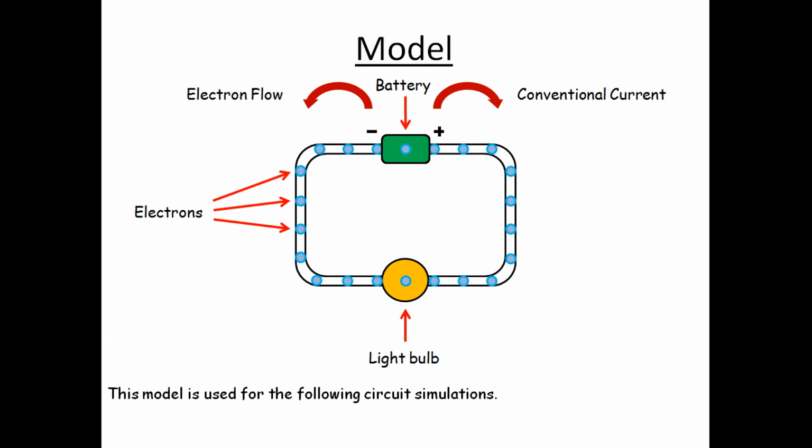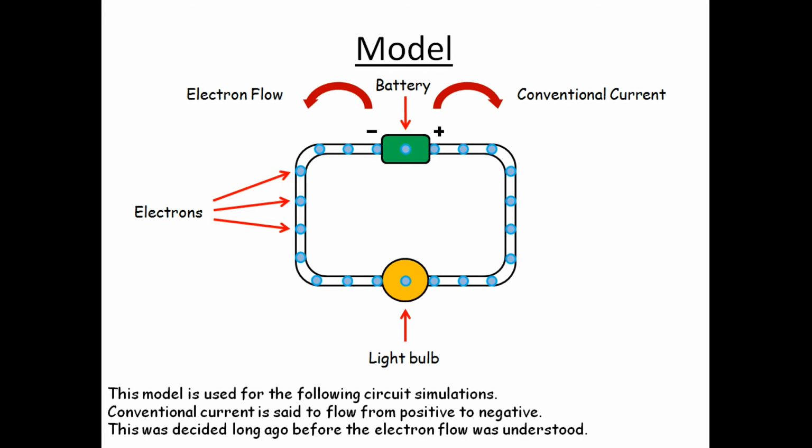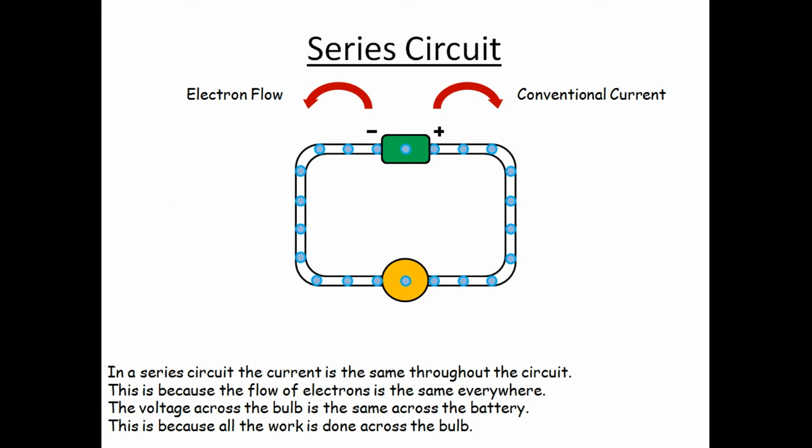This model is used for the following circuit simulations. Conventional current is said to flow from positive to negative. This was decided long ago before the electron flow was understood. In a series circuit, the current is the same throughout the circuit. This is because the flow of electrons is the same everywhere. The voltage across the bulb is the same across the battery. This is because all the work is done across the bulb.